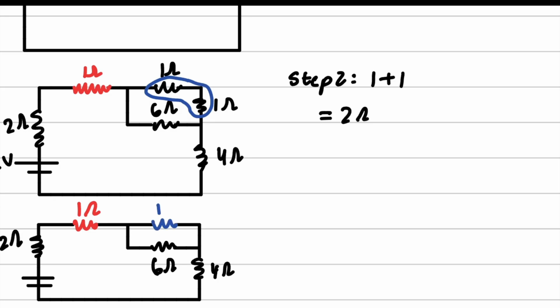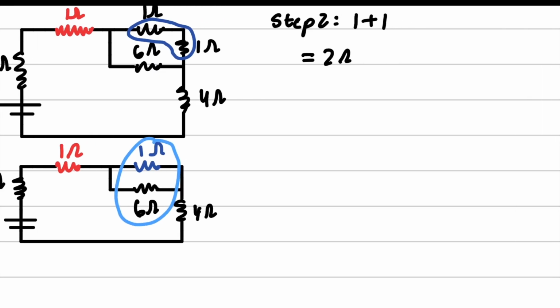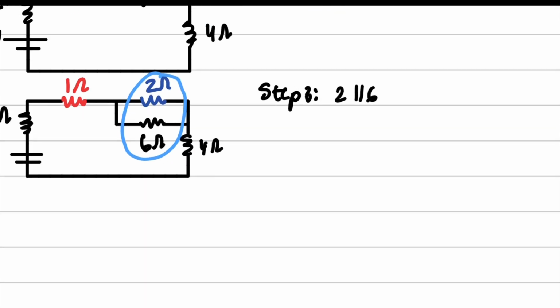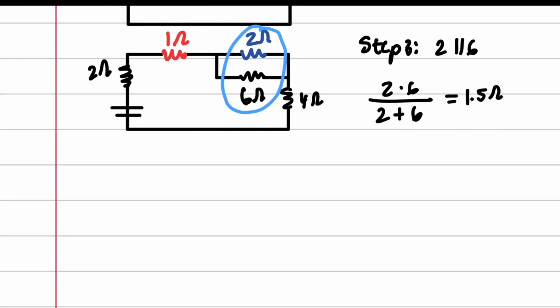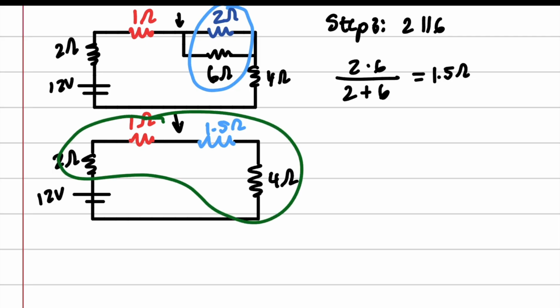So now we have 1 ohm right here, and once again we can simplify this right here, and so we're going to get step 3, which is, I'm sorry, not 1, 2 and 6 in parallel with each other, and we're going to use our little trick here, 2 times 6 over 2 plus 6, which is equal to 1.5 ohms, and that is the last, and so we get our next circuit of this right here, and as you can see, the very last simplification is just a series of all of these guys.